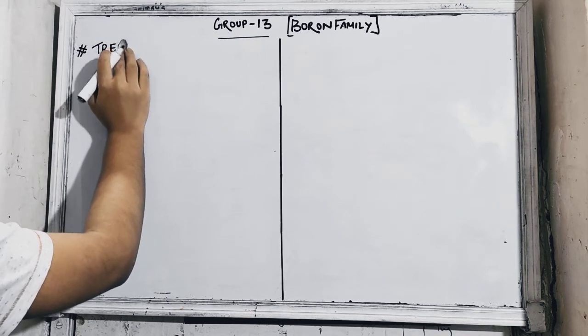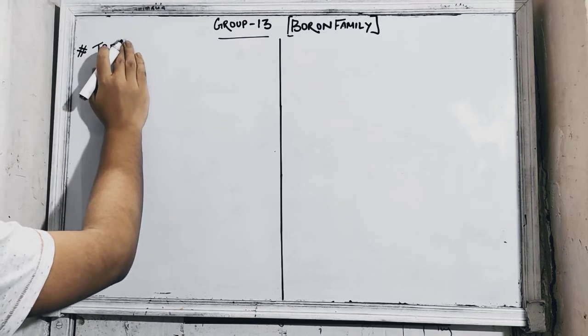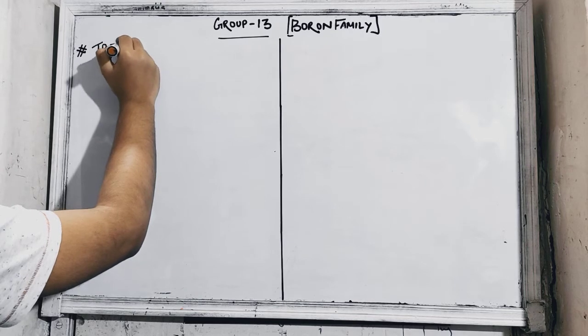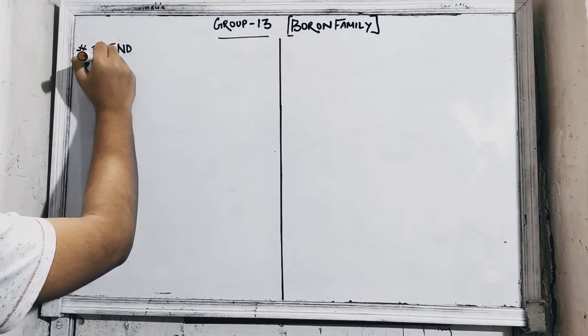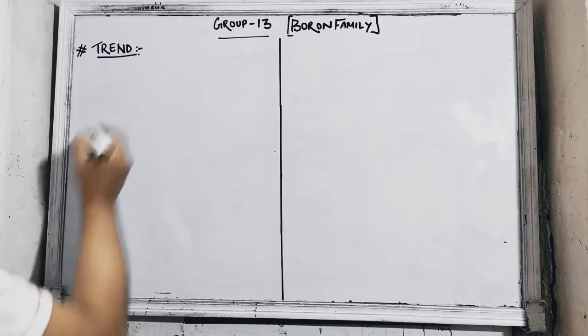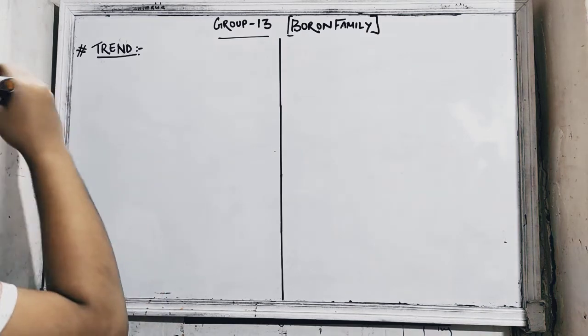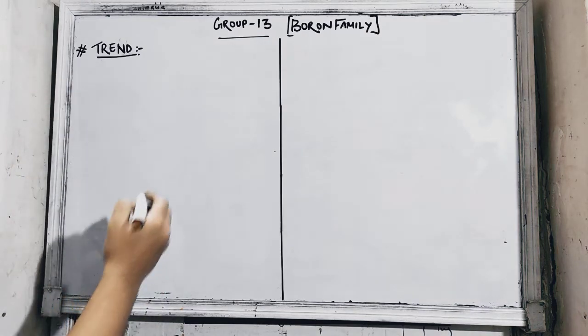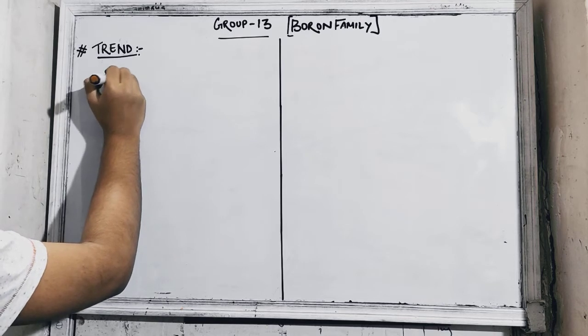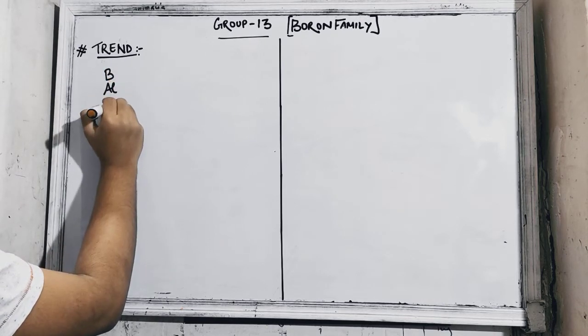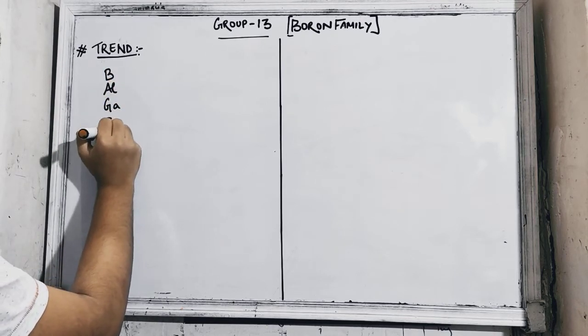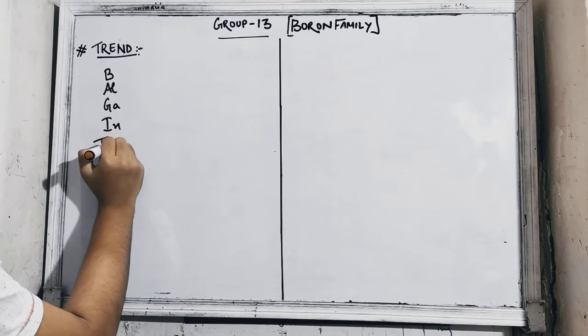This is the only family in the entire P block which follows only two trends and the rest are all exceptions. So you don't have to worry about that. I will give you various tricks to remember the exceptions. So let's start with the trends. Under the trends, let's write down the elements first: boron, aluminum, gallium, indium, thallium.